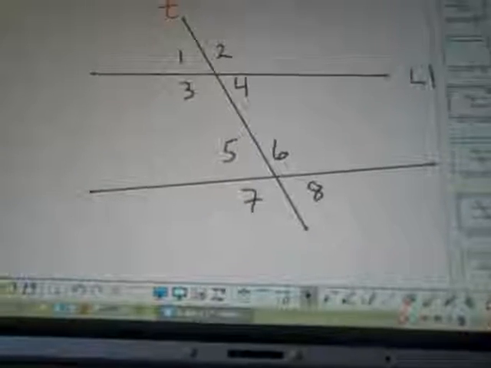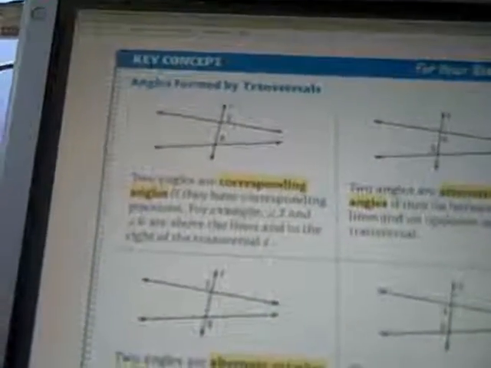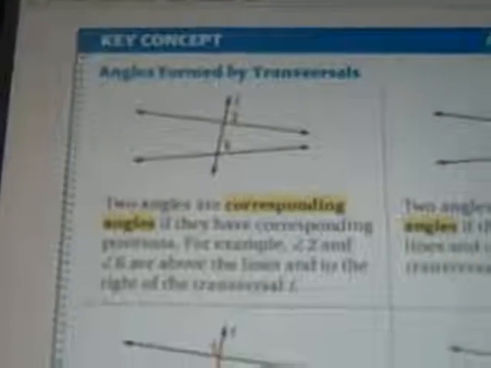Okay, now, let's take a look at this. This is the major key concept for this section. Okay, and the first idea is something called corresponding angles.